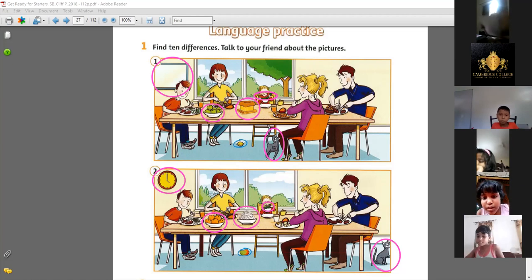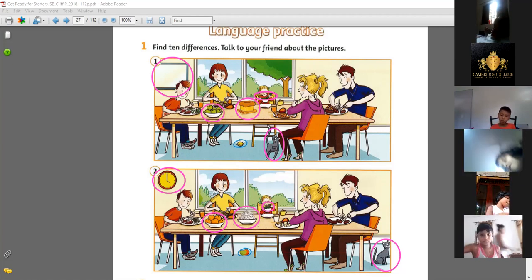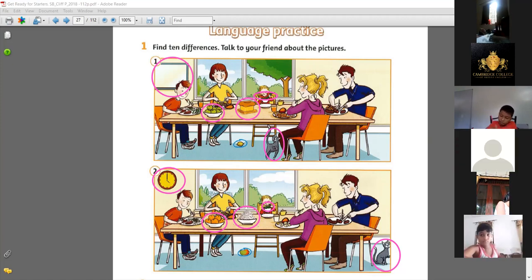Finished, teacher. Okay, who has finished it? Finished, teacher. Who has finished? Slavin, yes, tell me the difference between the first picture and the second picture. Now tell it.